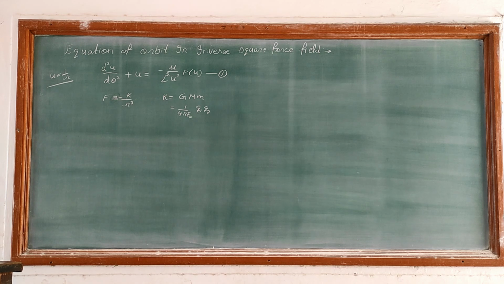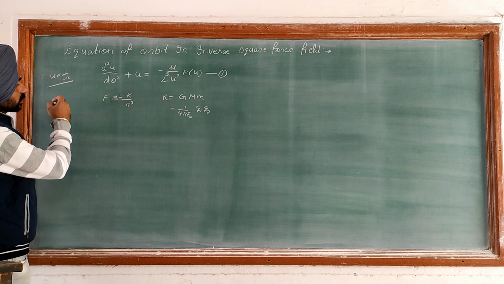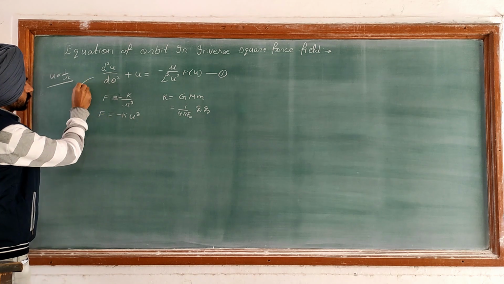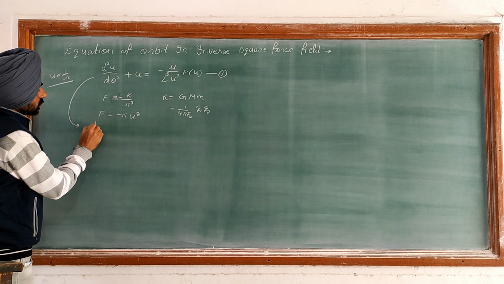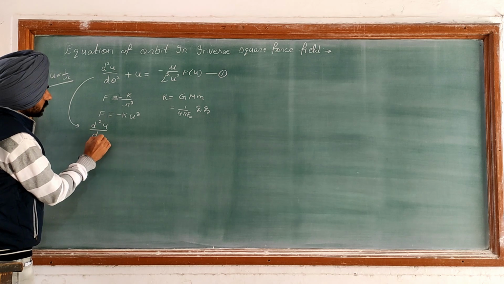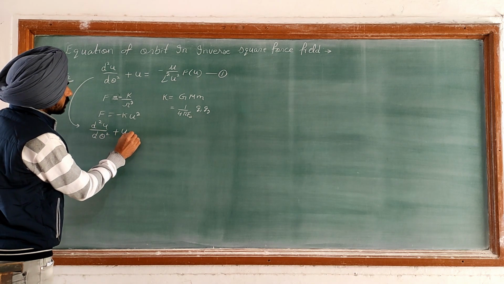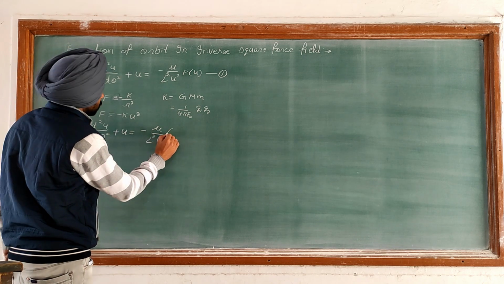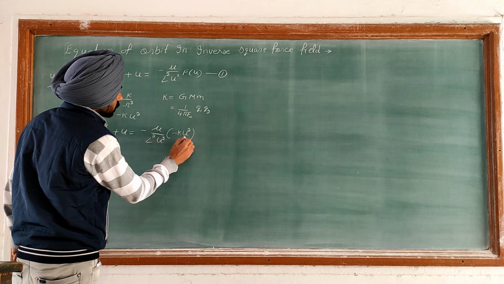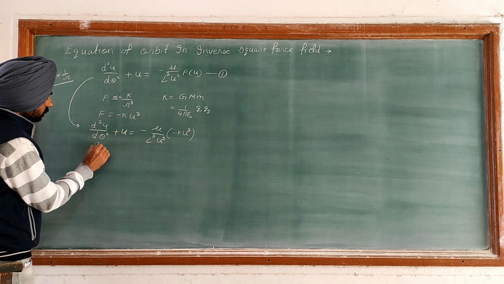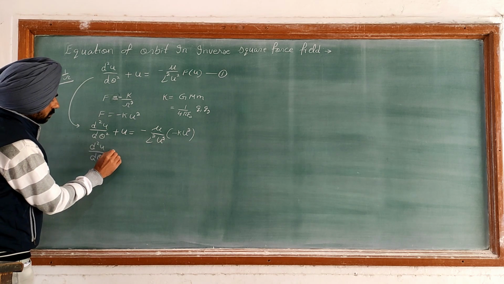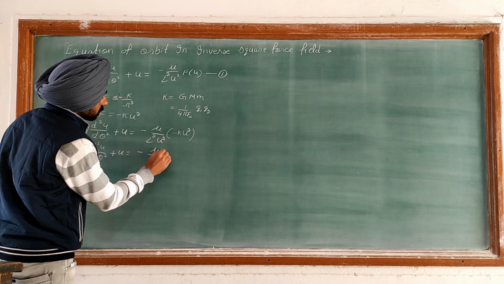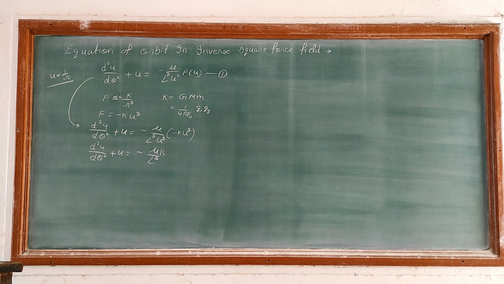Since r is 1 upon u, or u equal to 1 upon r, F equals minus k u square. So we will modify equation 1 with the help of this. It is d square u upon d theta square plus u is equal to minus mu upon L square u square, and F is minus k u square. So u square is cancelled, and d square u upon d theta square plus u is equal to minus mu upon L square into k. So this is the expression.